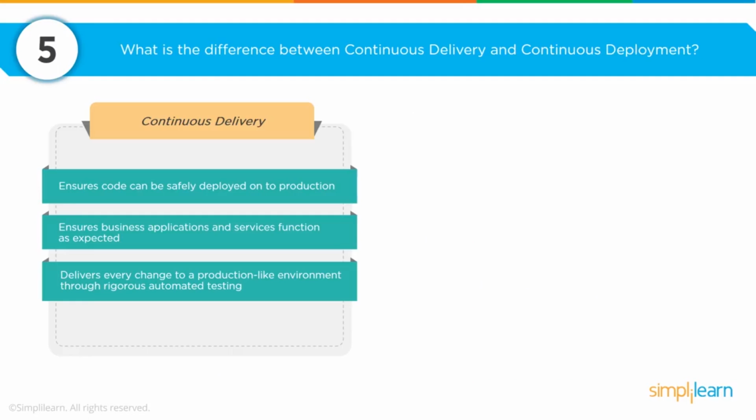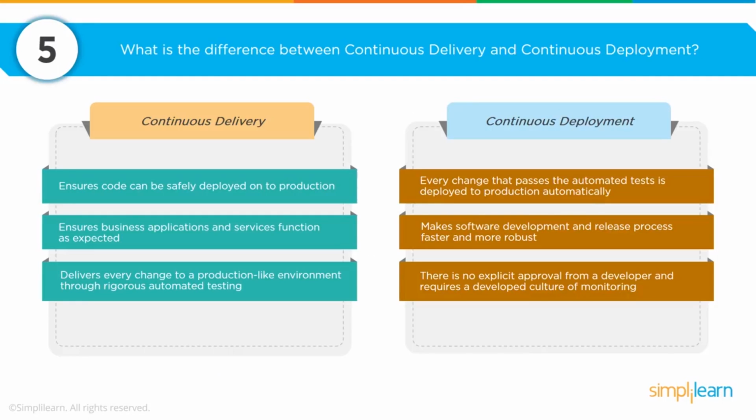So what is the difference between continuous delivery and continuous deployment? Continuous delivery is based on putting out code that can be deployed safely to production. It ensures that your businesses and functions are running as you would expect them to be. So it's going through and completing the code that you would actually see. Continuous deployment, in contrast, is all about ensuring that you're automating the deployment of a production environment. So you're able to go through and scale up your environment to meet the demands of both the solution and the customer. This makes software development and release processes much faster and more robust.